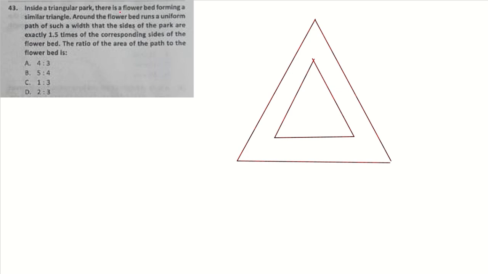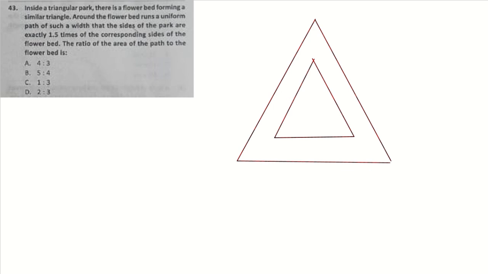Now, a uniform path, this is around the flower bed, this is the path of such a width that the sides of the park are exactly 1.5 times the corresponding sides of the flower bed. So if this side is x, this is 1.5x. If this is y, this is 1.5y. If the third side is z, this is 1.5z. Now we have to find the ratio of area of path to flower bed.